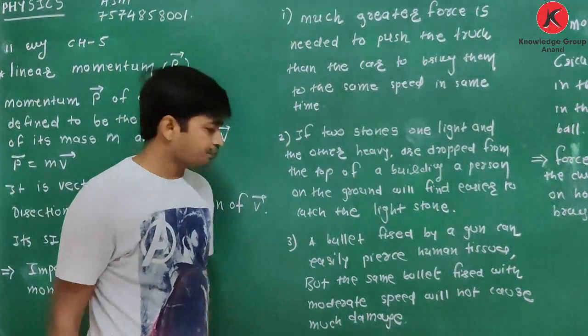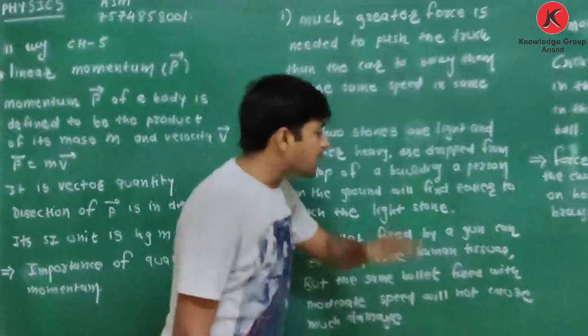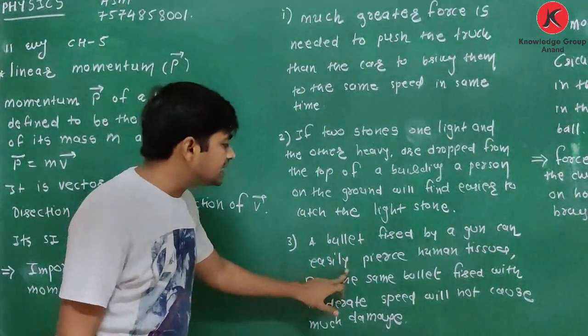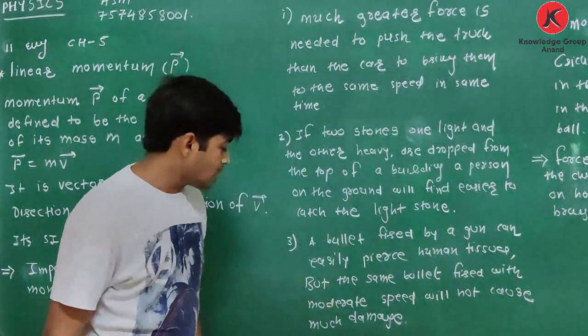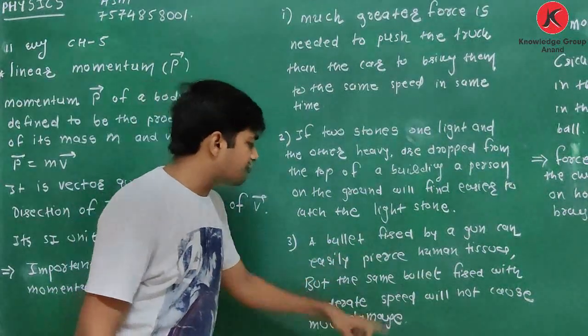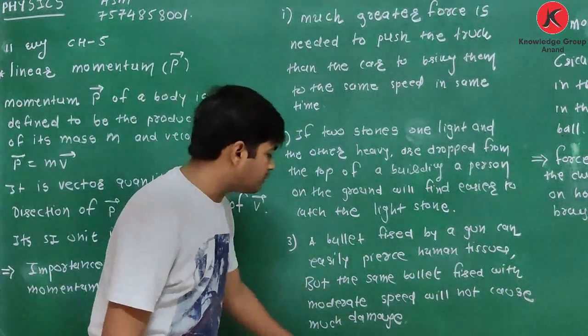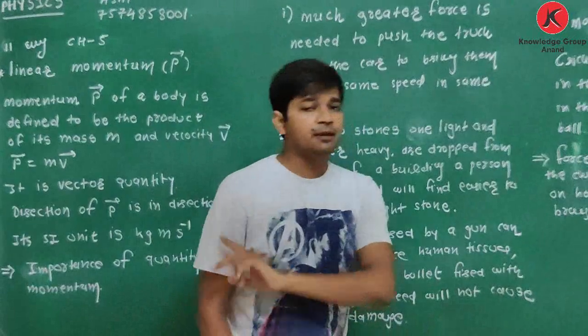Now, the third case. A bullet fired by a gun can easily pierce human tissue, but the same bullet fired with moderate speed will not cause much damage.